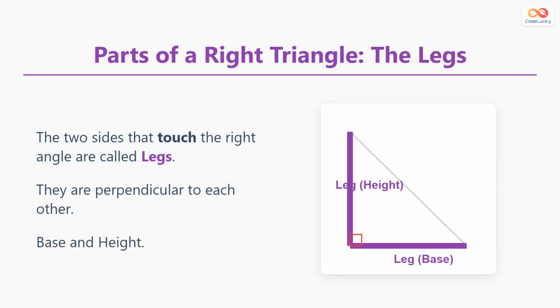Right triangles have special names for their sides. The 2 sides that touch the right angle are called the legs. You can think of them as the base and the height of the triangle.